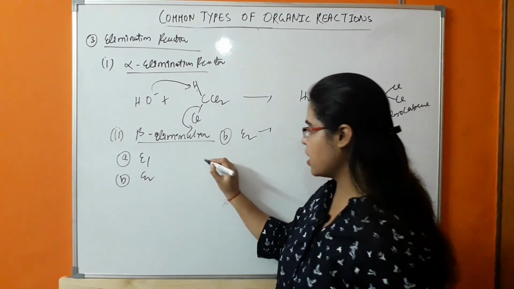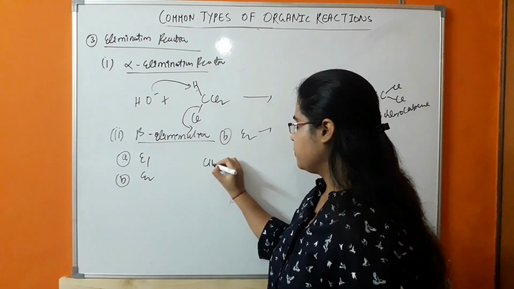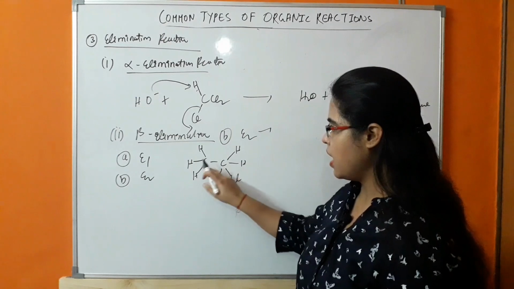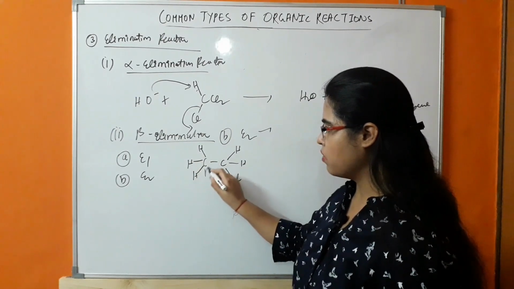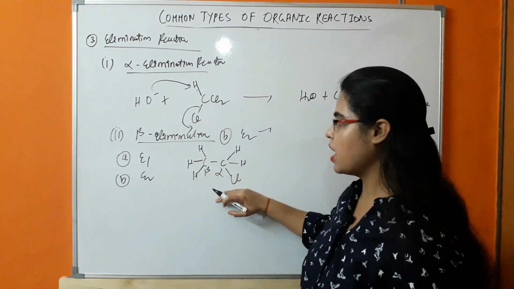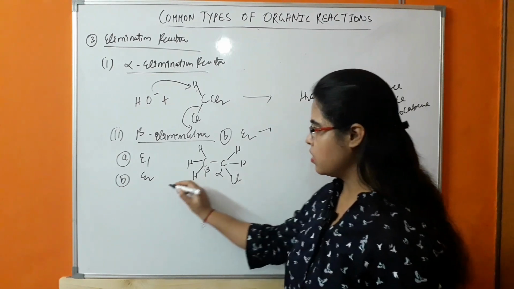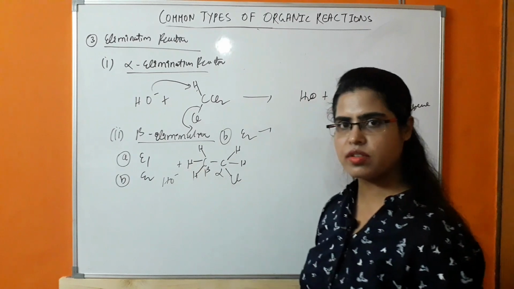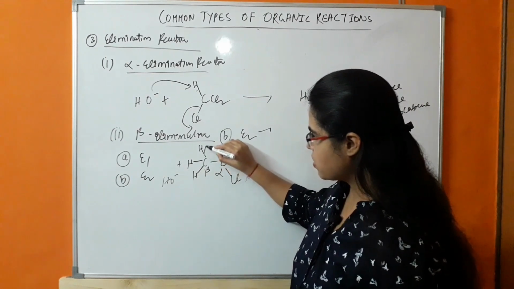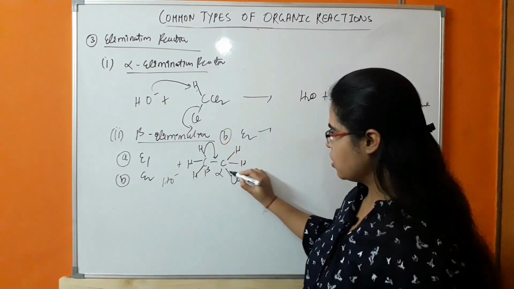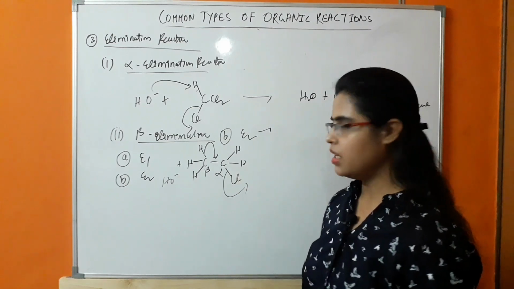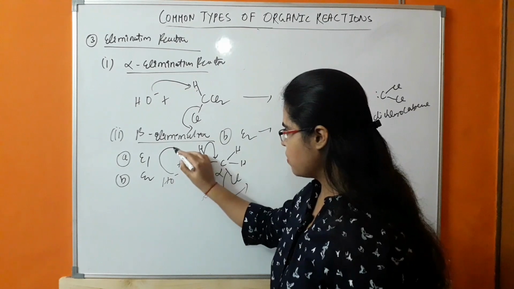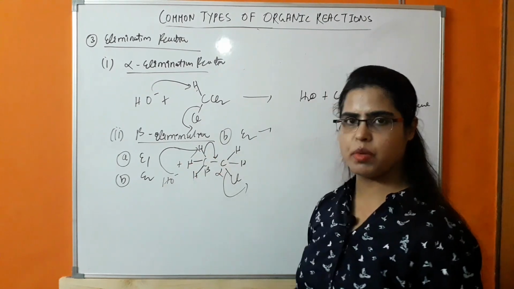In this example, the chlorine is present at the alpha carbon and the hydrogen of the beta carbon will be removed. So this will be known as alpha-beta elimination. This reaction occurs in the presence of a base, which initiates the reaction. The bond of this hydrogen will be shifted to this side, so removal of Cl will take place. The base will attack this H plus.